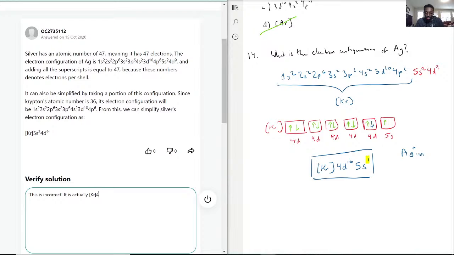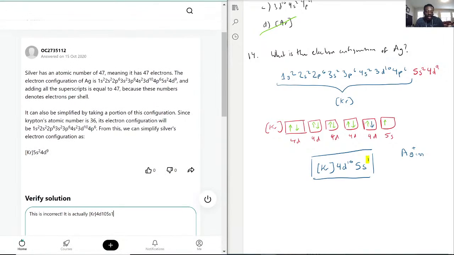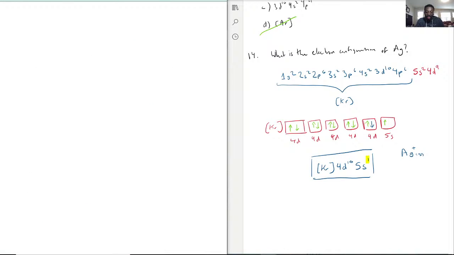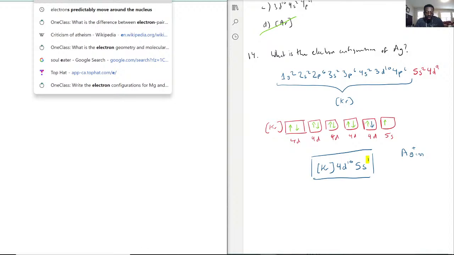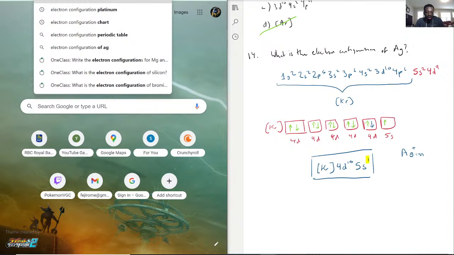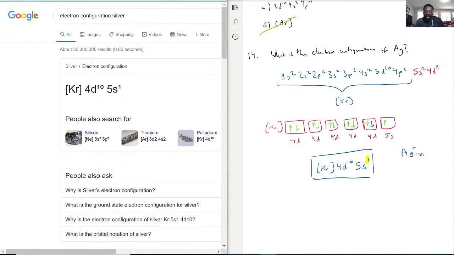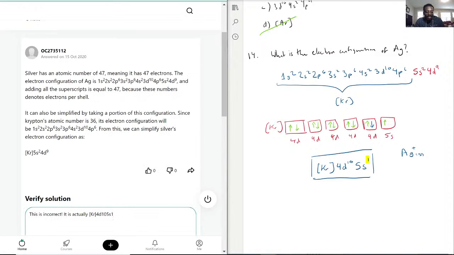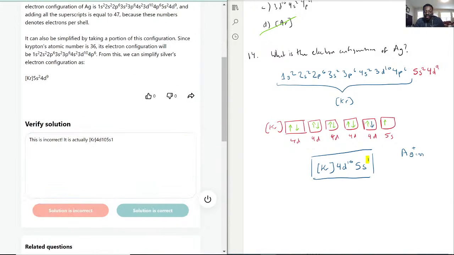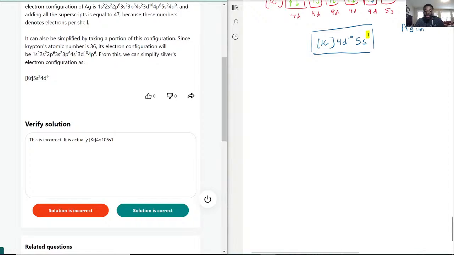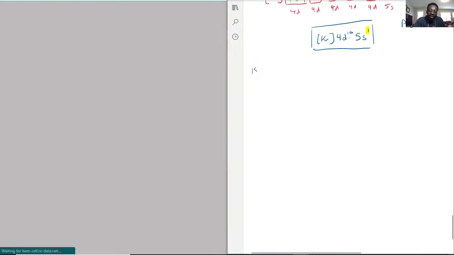Krypton 4d10 5s1. And to make sure I'm not just saying this without any basis, check this out. Electron configuration silver: 4d10 5s1. So I'm not crazy. These are just one of the exceptions you have to know. Okay, so let's move on to question 15.